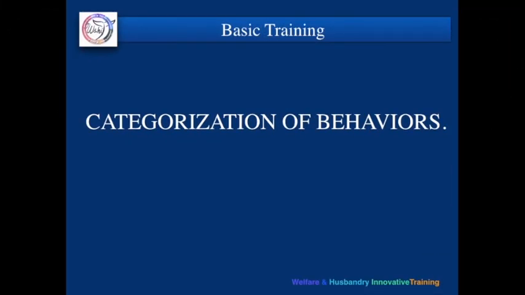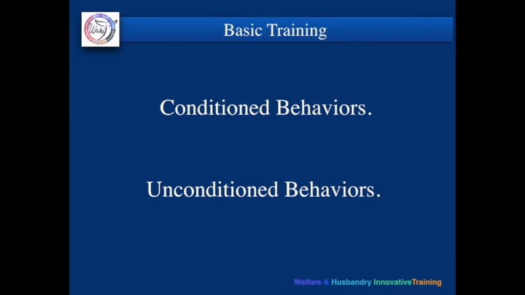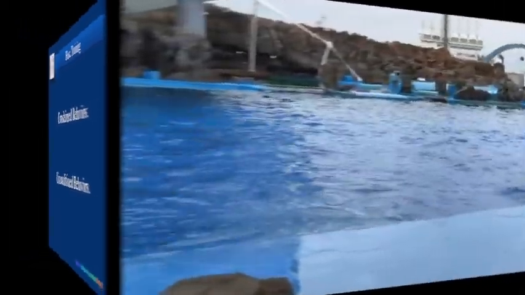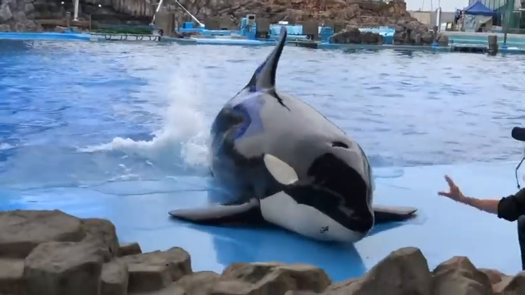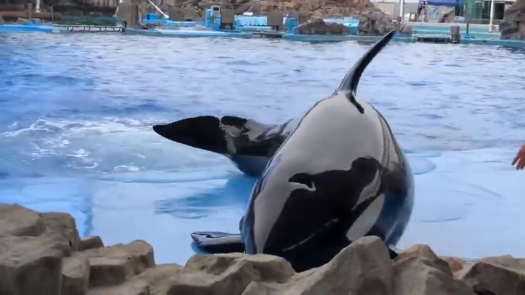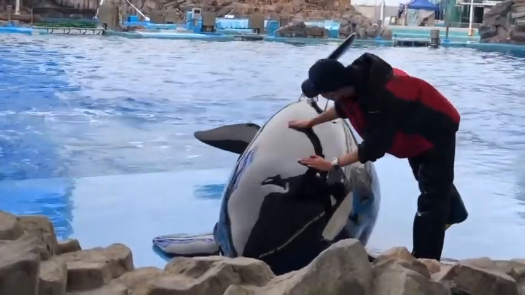We define behavior as any observable or measurable response or act. In animal training, we have conditioned and unconditioned behaviors. Conditioned behaviors are the result of associated learning, where a stimulus becomes associated with a consequence. Unconditioned behaviors are controlled by genes and occur without learning or practice.